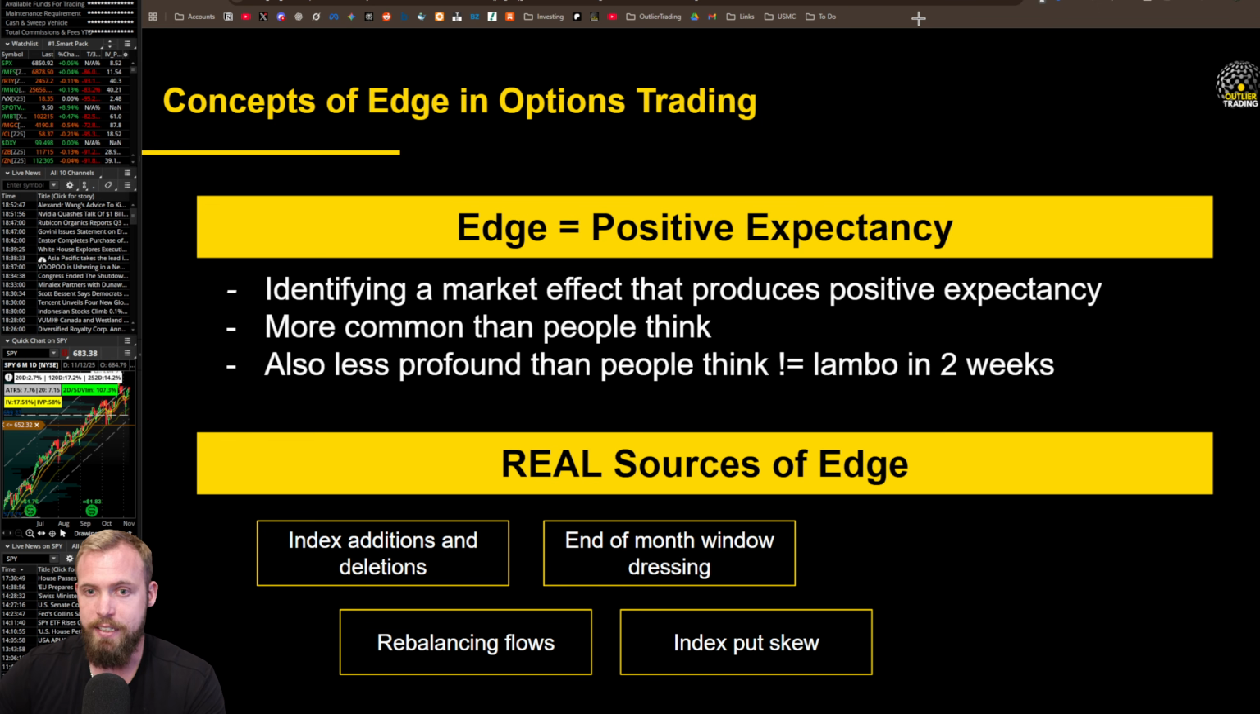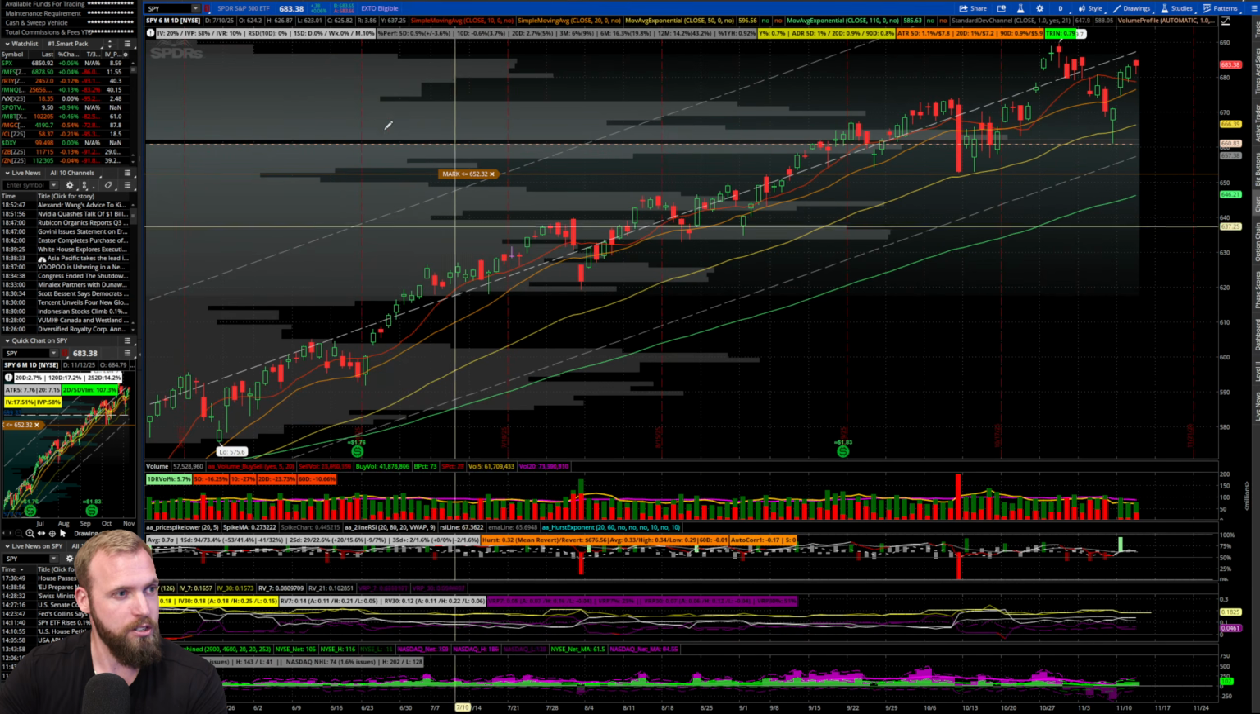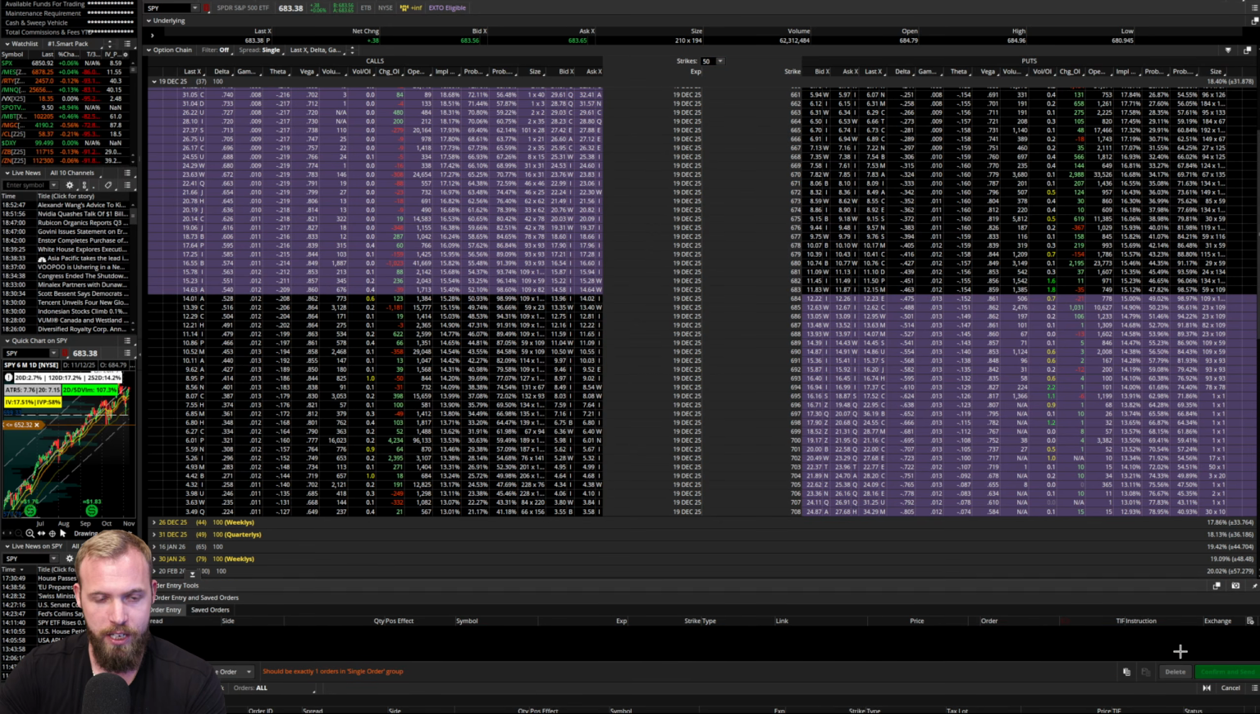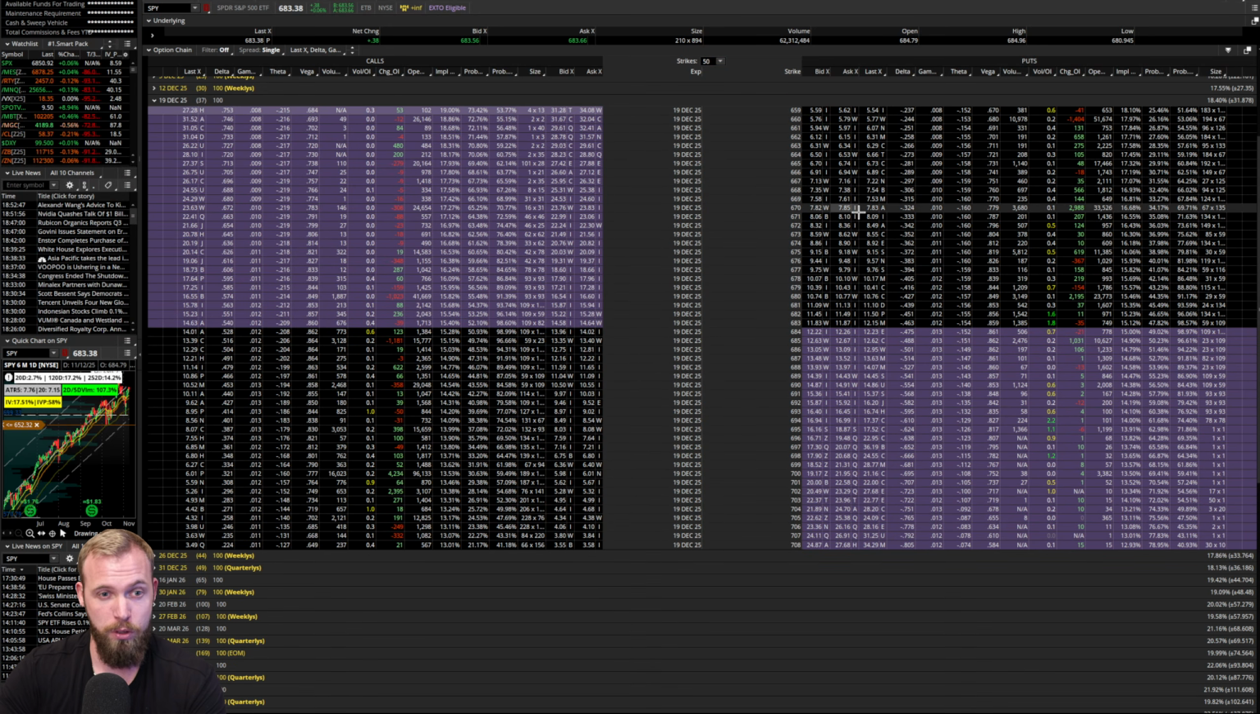What's another one? Index put skew. This is the tendency for puts to be priced more expensive than the relative out of the money calls. Let's take a look at an example. I haven't prepped this, so we'll see if it's holding true right now. Let's use the 667 puts, because these are actually a 30 delta. The 30 delta puts are trading for, let's call it, $7.14 with a vol of 17.10.